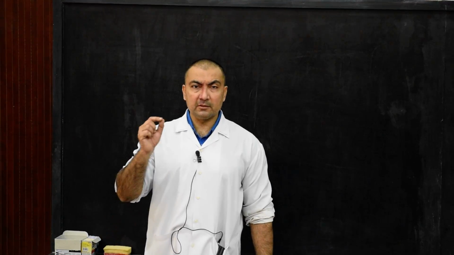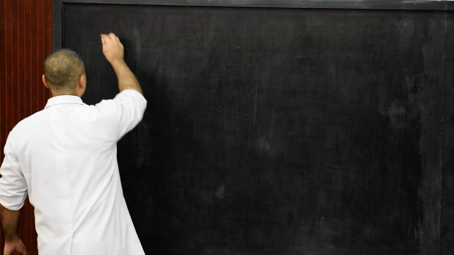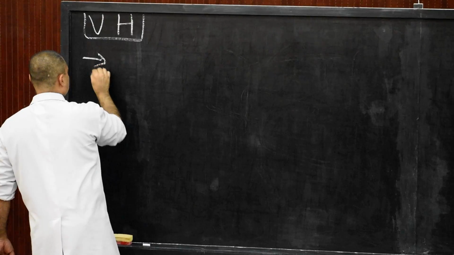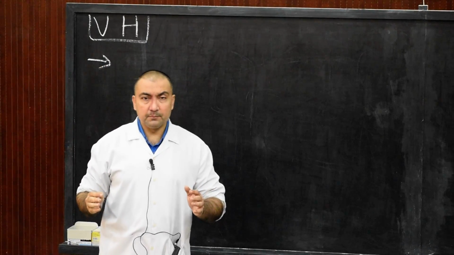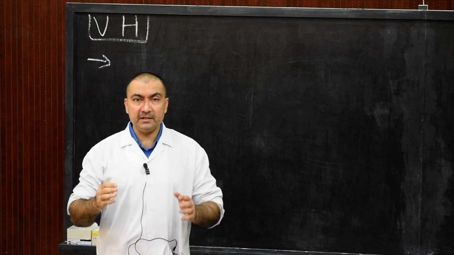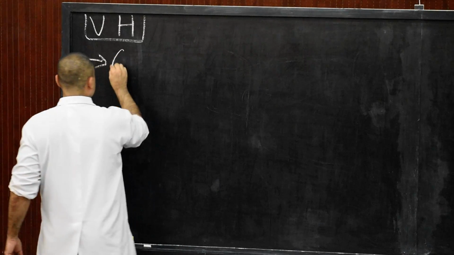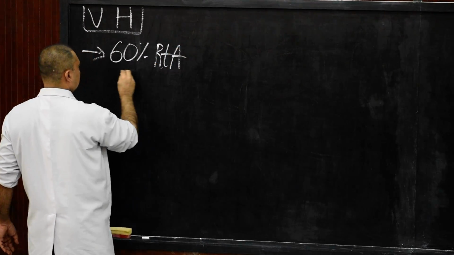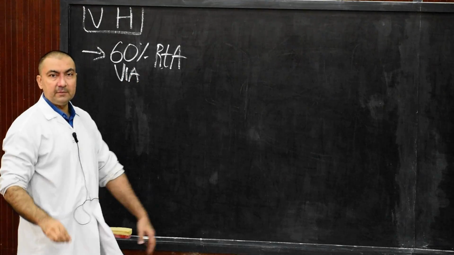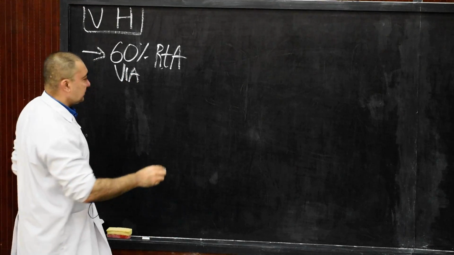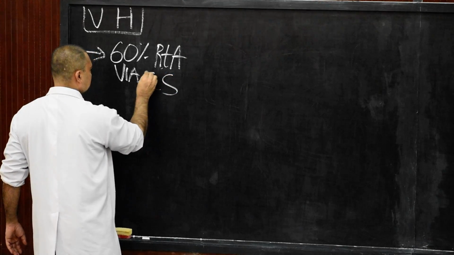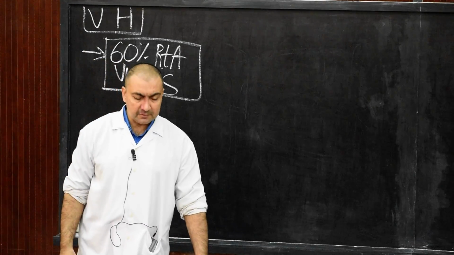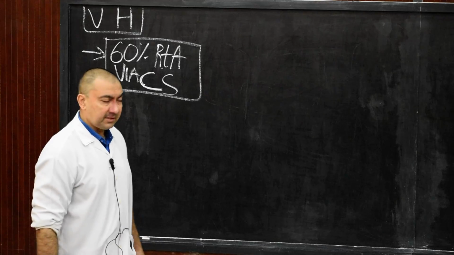Good morning students, here we come up with the gross anatomy lecture of the venous drainage of the heart. In the venous drainage of the heart, we start with the first point. 60% of the venous blood of the heart is drained into the right atrium, and that will be via the coronary sinus. So via the coronary sinus, this blood will be drained into the right atrium.